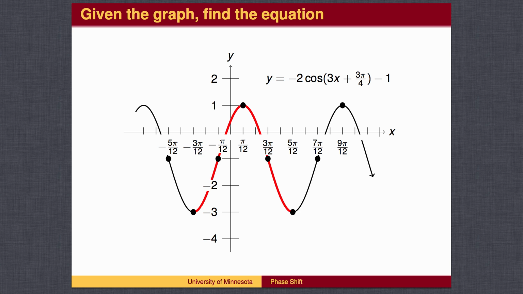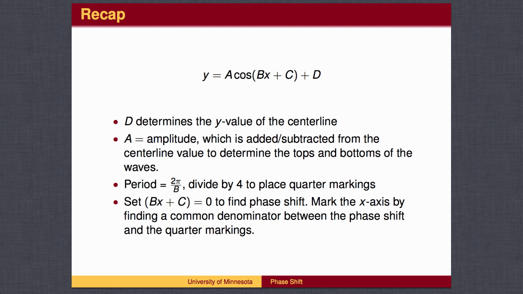All you need to do is find one complete wave and figure out the values of A, B, C, and D from that wave. To recap, D determines the center line of the wave. The amplitude is then used to find the tops and bottoms of the waves. The period is 2 pi over B, which is cut into 4 parts to determine the reference points. To find the phase shift, find the value of x that makes the angle 0.